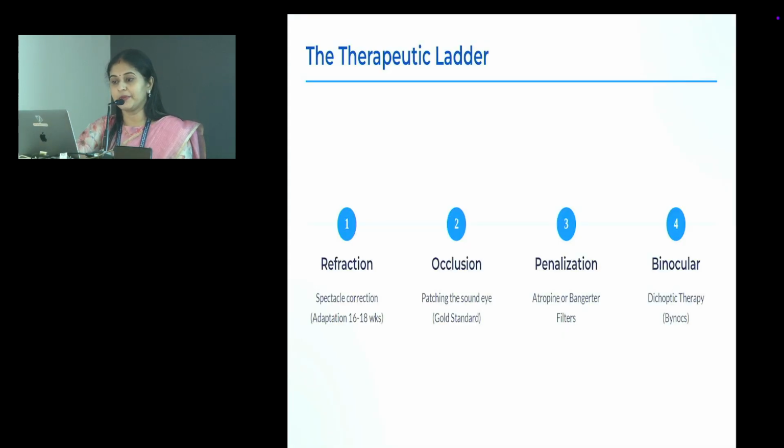So coming to the therapeutic ladder, you check the refraction and give spectacle correction. Then you give the occlusion, that is patching the sound eye, which is still the gold standard treatment of amblyopia. Penalization using atropine or Bangerter filters can be given. And finally, the newer binocular therapy.